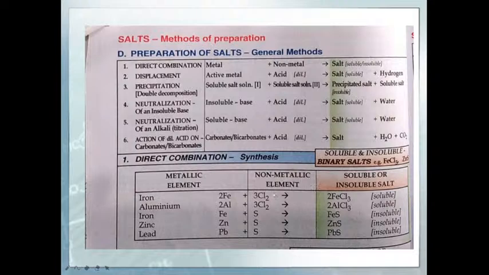You can see in this example of the direct combination reaction, iron when combined with chlorine forms ferric chloride, and ferric chloride is always soluble, and likewise aluminium chloride is always soluble. But iron sulfide, zinc sulfide or lead sulfide are always insoluble. When iron combines with sulfur, or zinc with sulfur, or lead with sulfur, they will always form insoluble salt. So during the direct combination reaction, when a metal combines with a non-metal, they can form either soluble or insoluble salts.